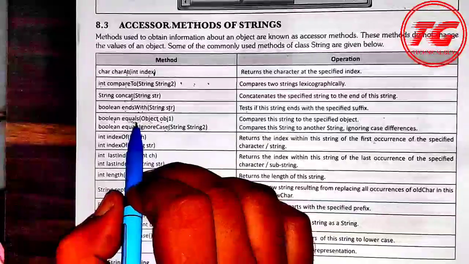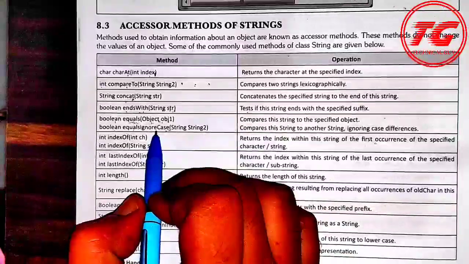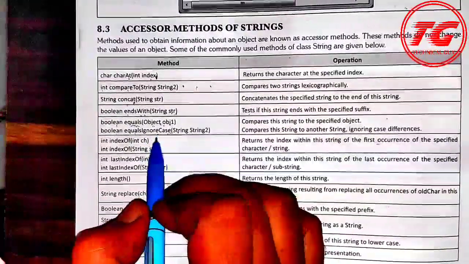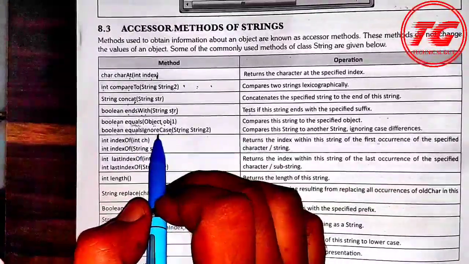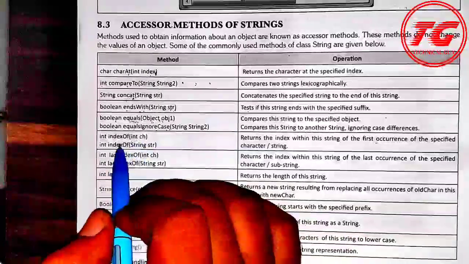In that case the equals method will return false, but the equalsIgnoreCase method will return true, because the strings are equal although their case is not equal. That's why ignore case will ignore the case, and it will check the content of the string only.